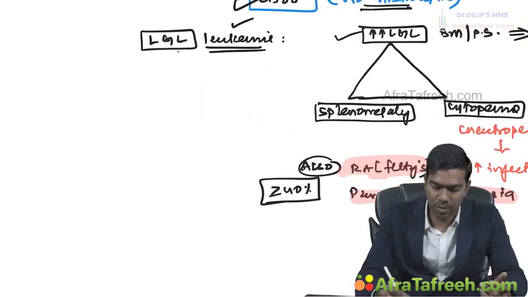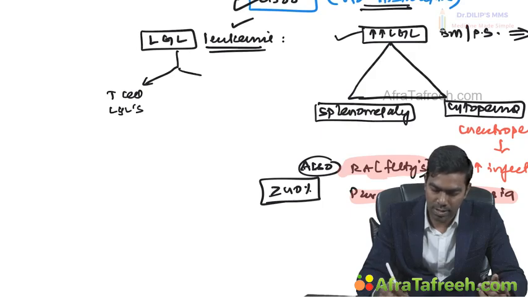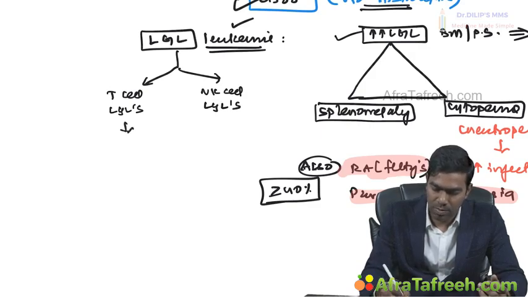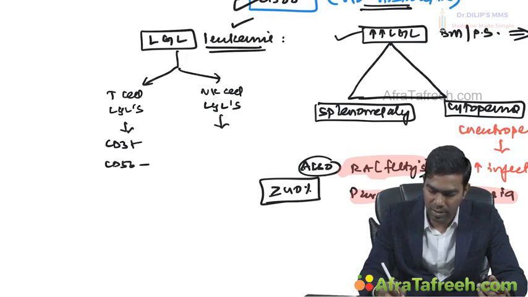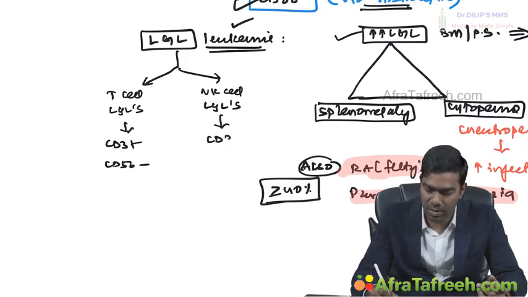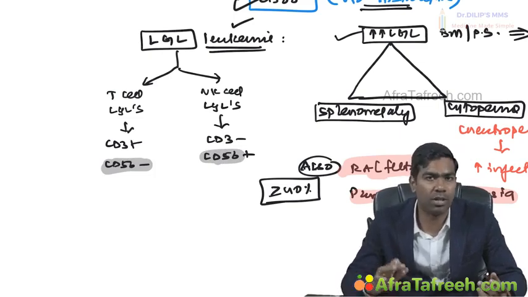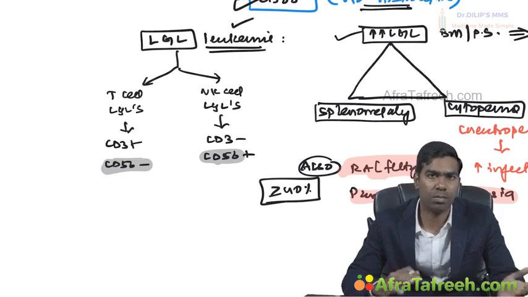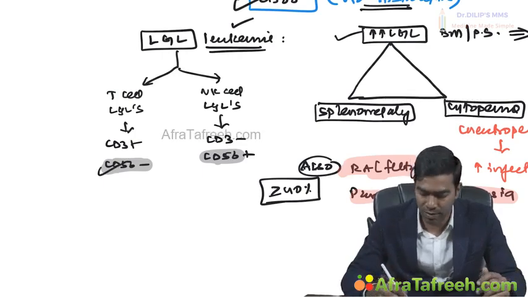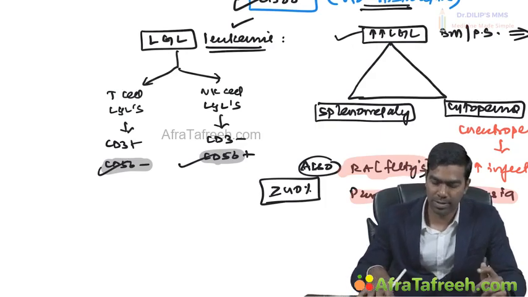LGL is actually very important in neoplasm. There are two types of LGL. One is called T cell LGLs and the second one is called NK cell LGLs. Remember, very important, T cell LGLs will be CD3 positive and CD56 negative, whereas NK cell LGLs will be CD3 negative but CD56 positive, which is a very important NK cell marker. Again, very, very important. Remember, CD16 is variable in this particular area. CD16 can be positive in both, so don't take CD16 here. CD56 is a very important differentiating marker here, and CD3 as well.